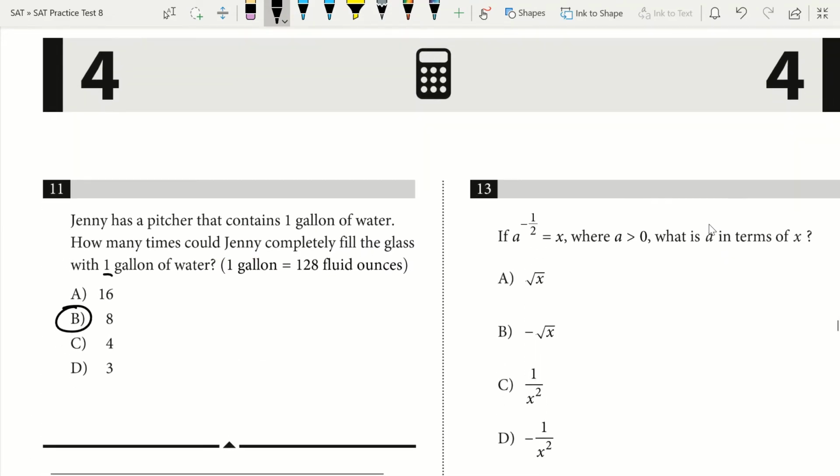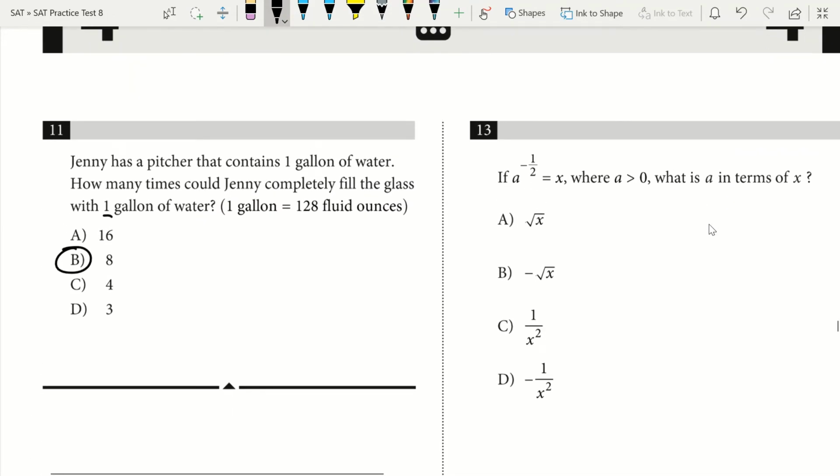Question 13. If A to the power of -1/2 equals X, where A is greater than 0, what is A in terms of X? All right, well, what we can do here is we can raise each side of our equation to the power of -2.